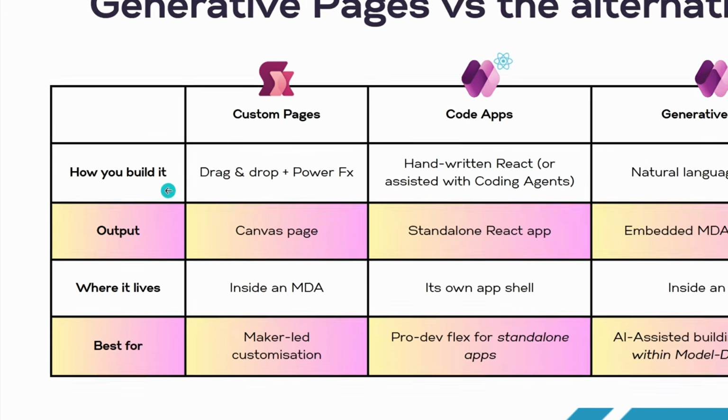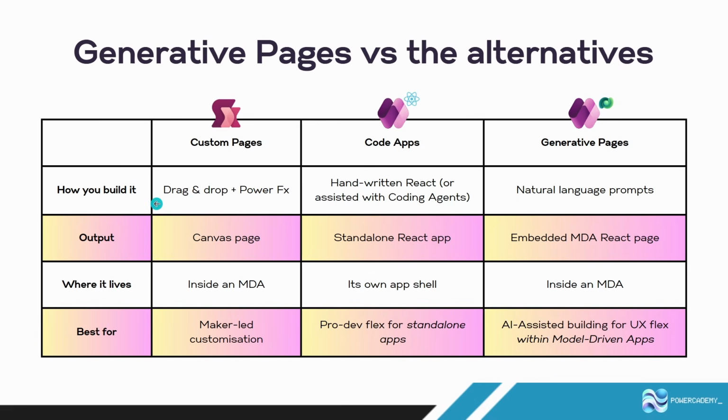The first one we're going to go through is how you build it. So custom pages are built through drag and drop Power FX. So they're effectively one-page canvas apps that can be brought into your model-driven apps. The output, of course, is a canvas page, and it lives within your model-driven app, and it's best for maker-led customization. So if you ever need to use Power FX for whatever reason, or the capabilities of canvas apps, then custom pages might be the right solution for you.